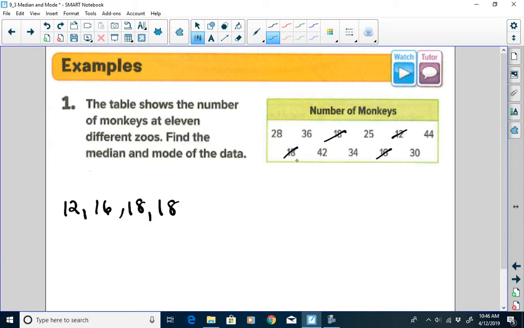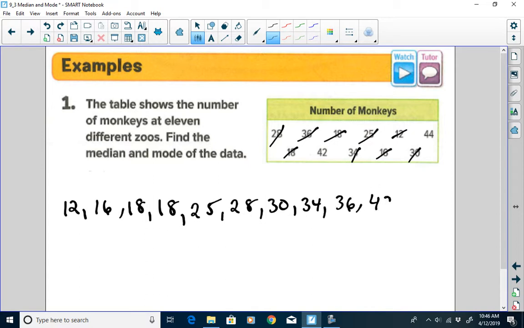Let's see, do we have anything in the 20s? Yes, we have 25. Then we have 28, then a 30. We have to arrange from least to greatest first. Then we have a 34, then a 36, then a 42, and then a 44. Let me just double check. 1, 2, 3, 4, 5, 6, 7, 8, 9, 10, 11.